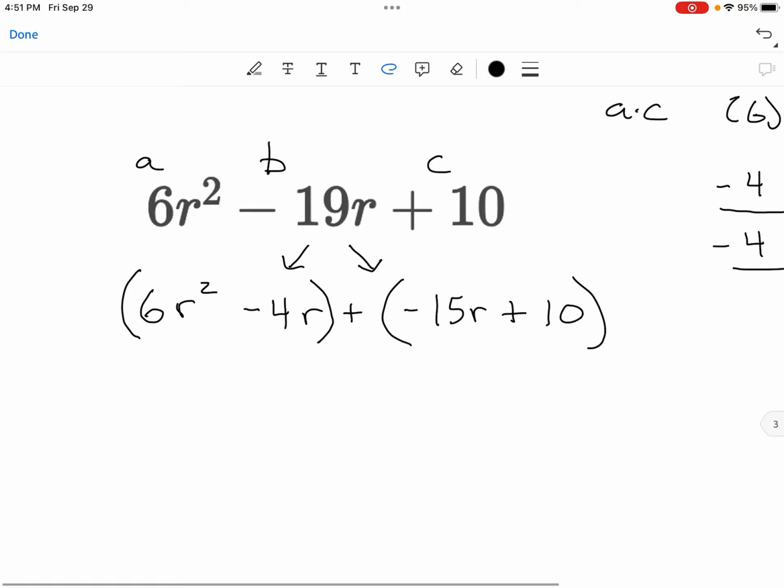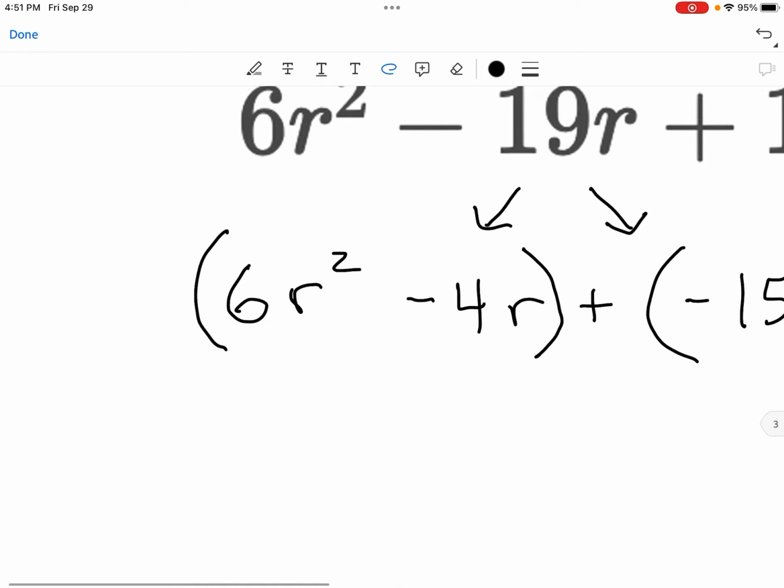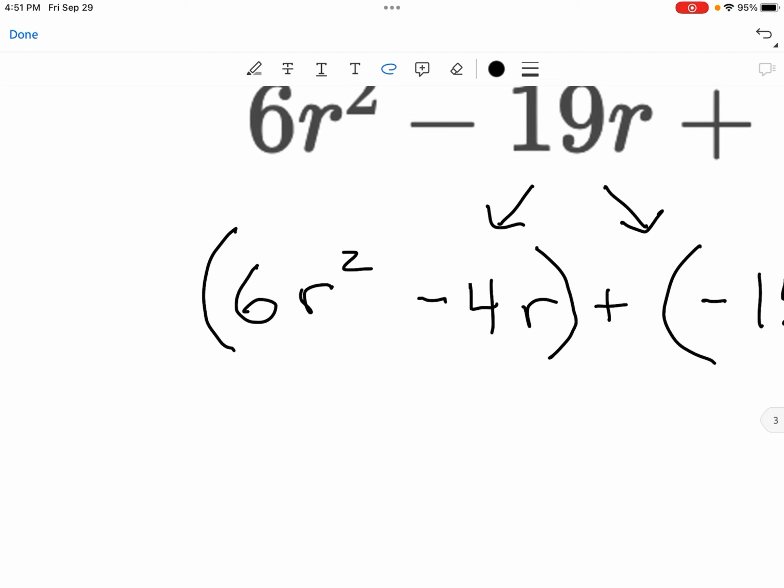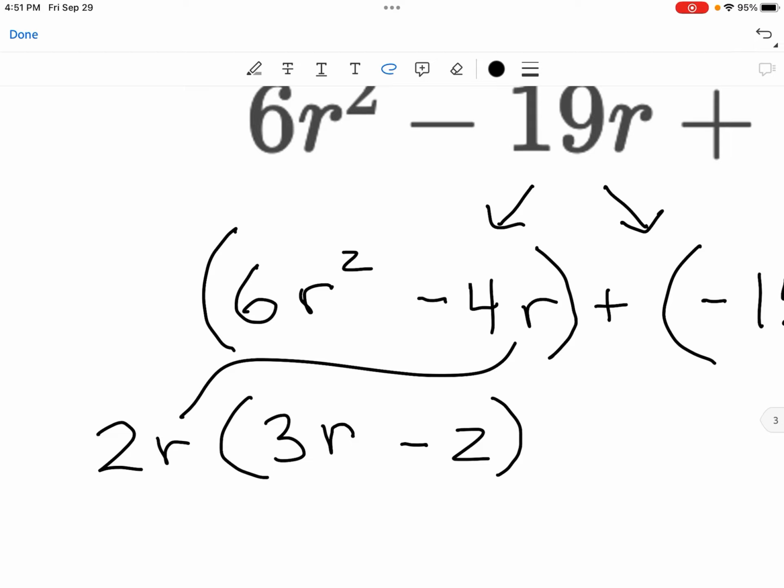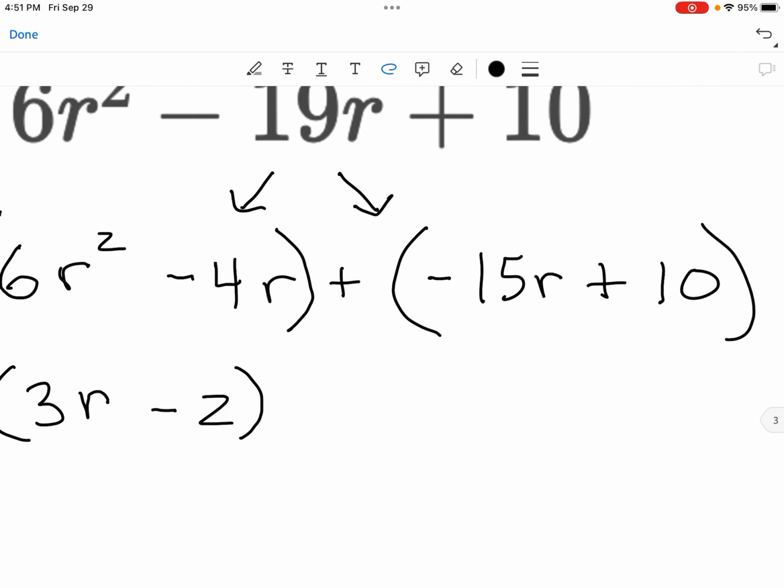And now let's see what we can factor GCF from each of these. These both have an R and they're both divisible by 2. So we can take out a 2R. 6 divided by 2 is 3. And if we take an R, we're going to be left with an R. Negative 4 divided by 2 is negative 2. Again, the R is gone, so it's just a 2.